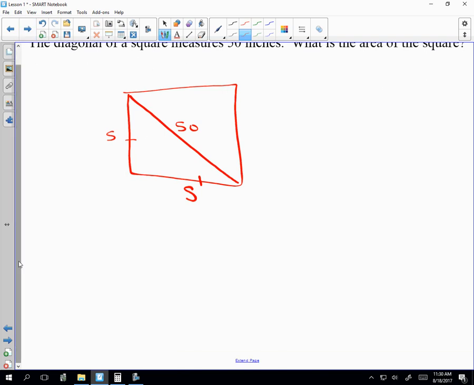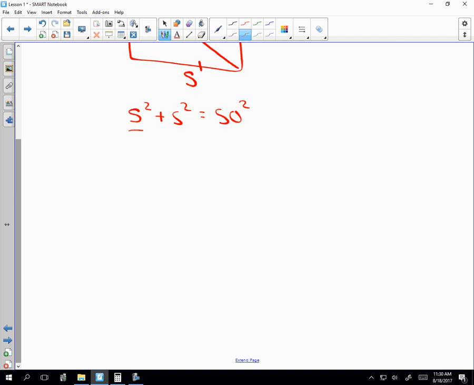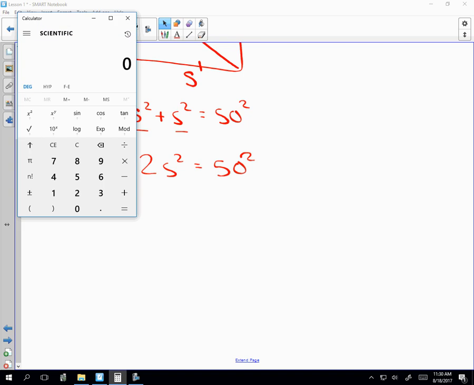So we're going to still set up the Pythagorean theorem. s squared plus s squared equals 50 squared. Since there are two s squareds, we can actually say 2s squared equals 50 squared. And now this is where we go to the calculator to do a little bit of our calculation work. So we have 50 squared, okay, 2,500.